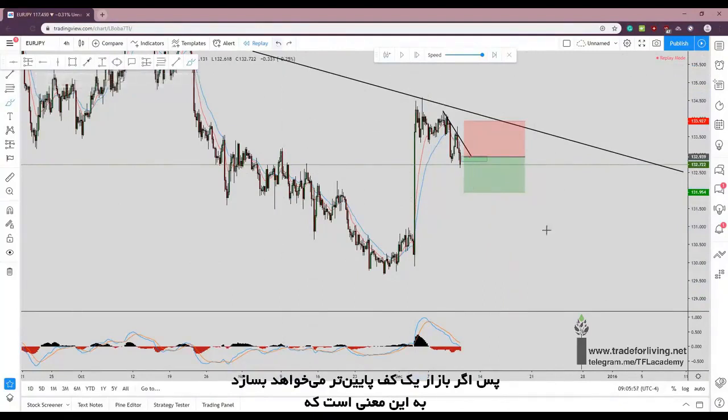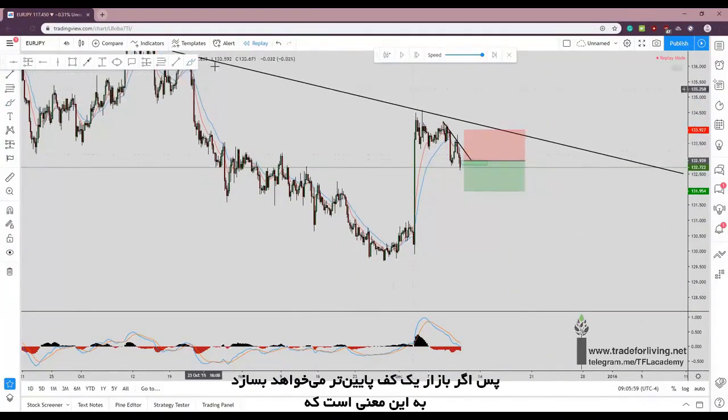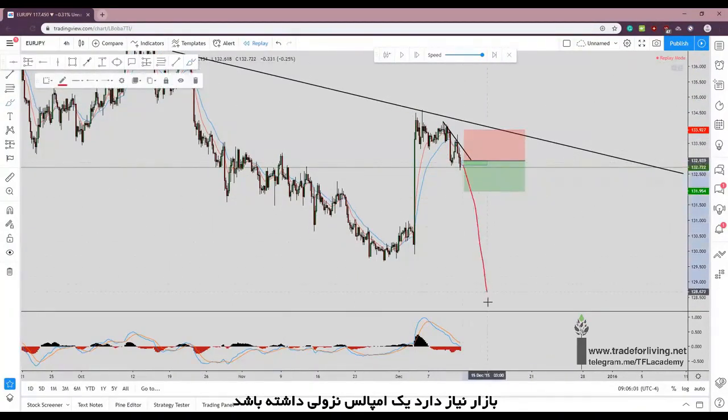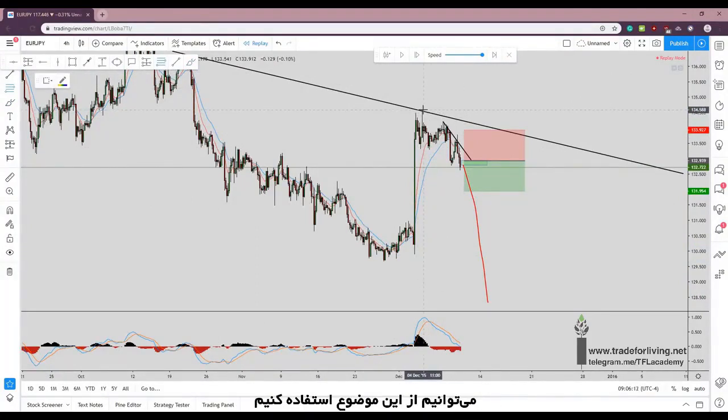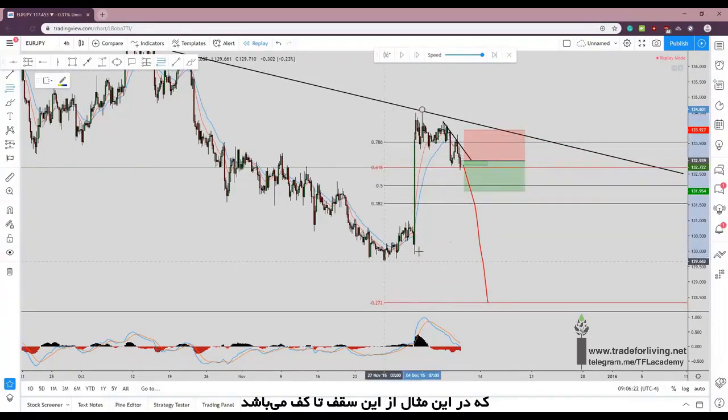So if the market will go to create a lower low, it means that the market needs basically to make all of this impulse to the downside and break below this low. Now, if the market wants to create a lower low, what we can do is use the fact that we know that the market is supposed to create a lower low and take our Fibonacci on the previous leg, which in this case will be from this high to this low, because this is the previous leg on the weekly time frame.